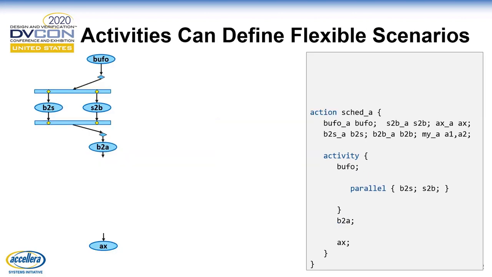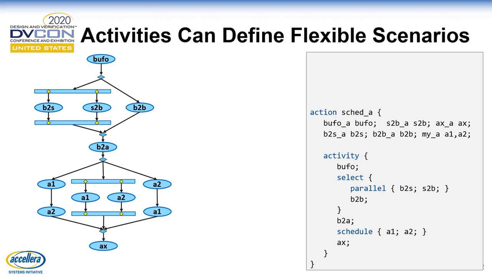So once we have this idea of activity, as I said before, the activity is the thing that defines the explicit behavior that you want to have happen. So in this case, we start out with a buff-O action, and then we have B to S and S to B in parallel, and we have B to A, and then we have an AX at the end. Right? So that's the sequential thing that I want to have happen. I can also add in some other things. Right? So there's a select construct. So you can actually choose one or the other branches of the select at random. So now we have two possible paths through this top half of the graph.